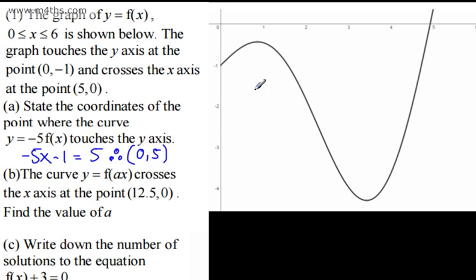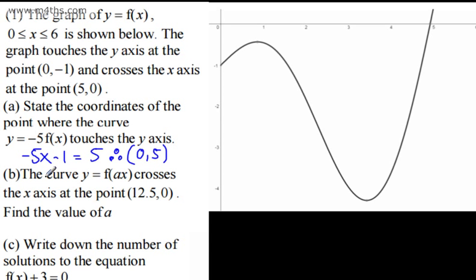If you reflected this in the x-axis, you would get this point going from -1 to +1, so it'd be (0, 1), and then 5f of x multiplies the y coordinates by 5, or puts a scale factor stretch of 5 in the y direction, which would take us to the point where y is 5. So (0, 5), any way you look at it.